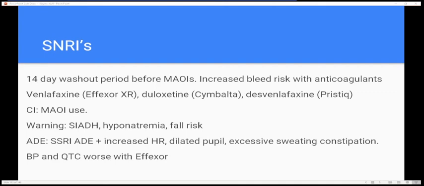SNRIs, so again, 14-day washout period, increased bleeding risk with the anticoagulation. Venlafaxine, Effexor, Duloxetine, Cymbalta, Desvenlafaxine, Pristiq. Again, contraindication if you have MAOIs. You have hyponatremia, fall risk. So you have the same side effects as the SSRIs, but now you have increased heart rate, dilated pupils, and excessive sweating and constipation. And the blood pressure and QTC is worse with Effexor. So just something to keep in mind to separate some drugs from the other ones.